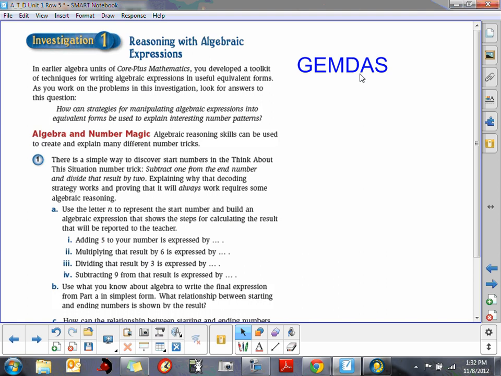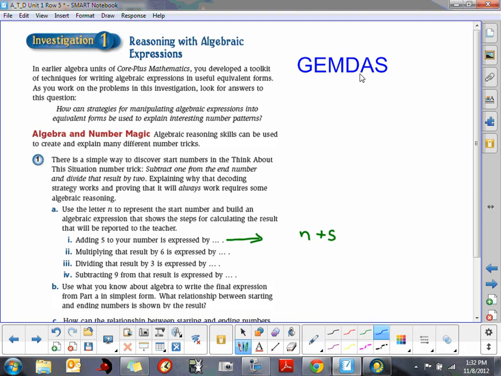In question A, if we're proving, one of the requirements is it must be general. So we're going to pick a number. A number starts with N, so I'm going to use the letter N because it must be general. So that's what they're saying in part A. Use the letter N to represent the start number and build an algebraic expression that shows the steps for calculating that result that you reported to me. Okay, so you guys got to pick any number. So any number is going to be represented by N. Now what's the first thing that we did to it in step 1? Added. So we're going to write that as N is what we started with, then we had to add 5.